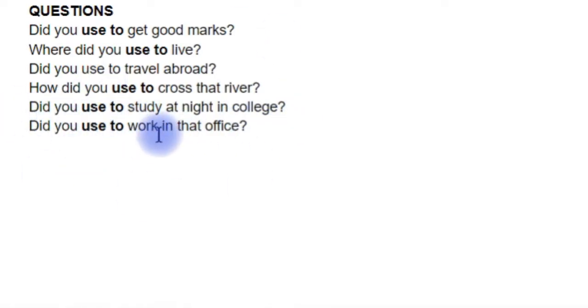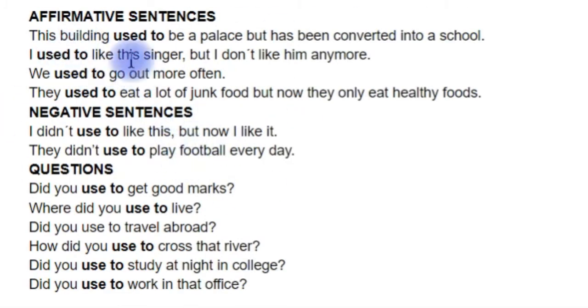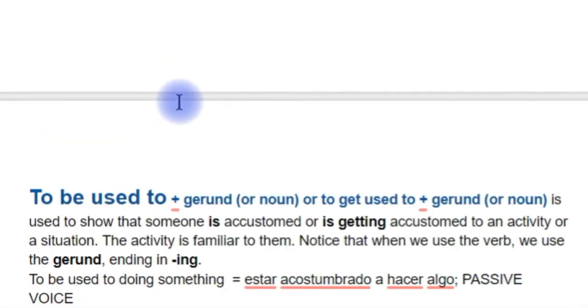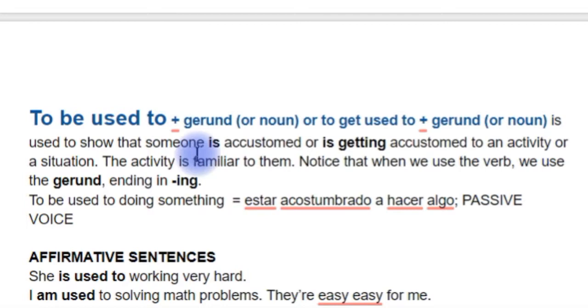So this is always for past activities, used to. Now, if we are using a question or a negative, we have to use did. So be careful because this is the tricky part, the usage of did, the auxiliary verb. So that was for the past.